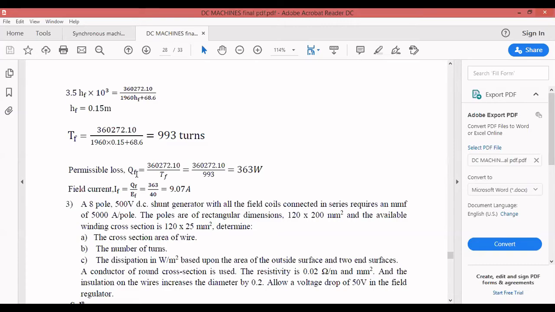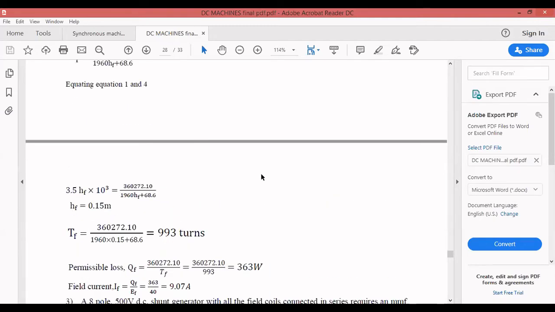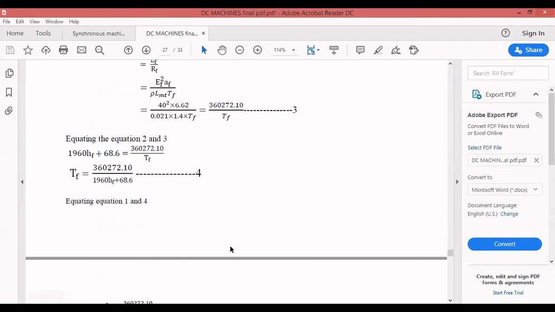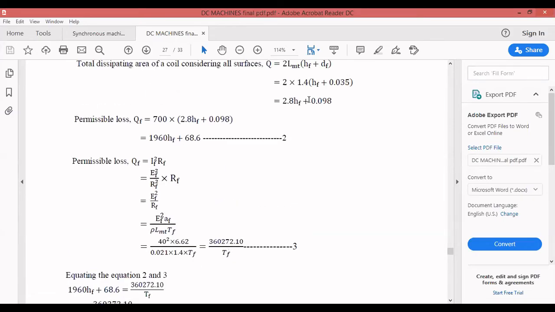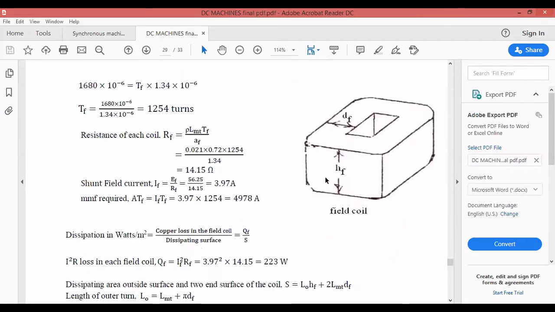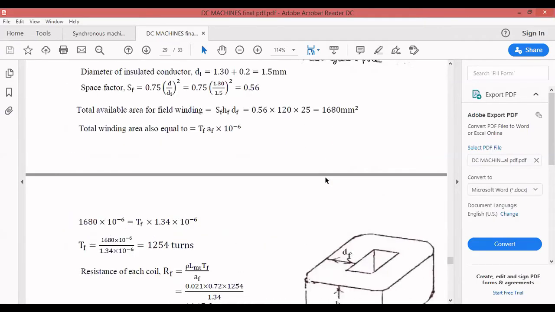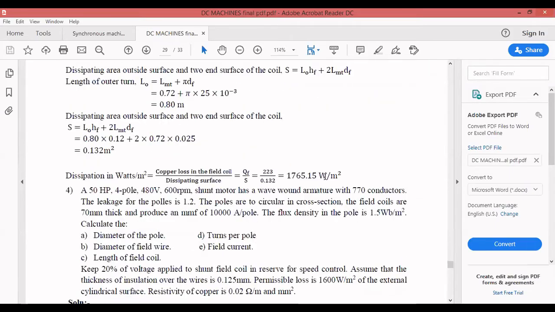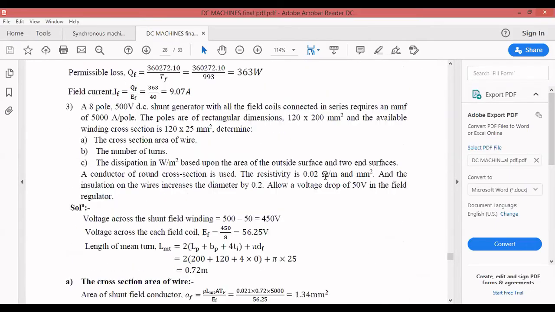They are given 700 watts per meter square. So what is the final loss I got, taking top, bottom, inner and outer? Only 363 watts, because of the area. You calculate HF is equal to 0.15 meter, and you do the calculation. Definitely it will be less than a meter square. That is what we got here, lesser loss, around how much?